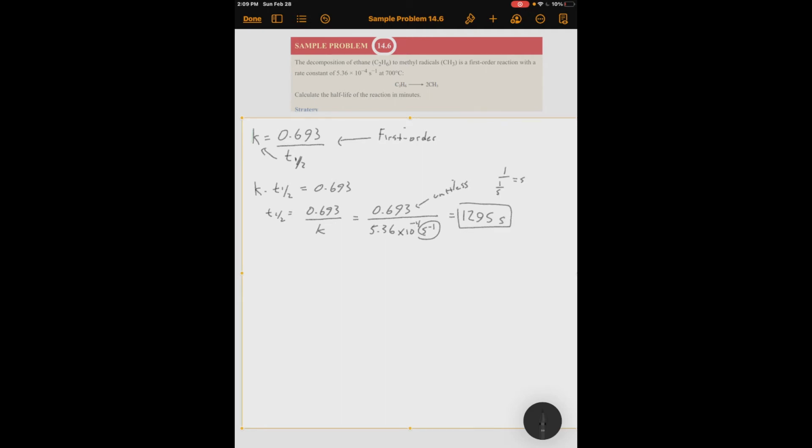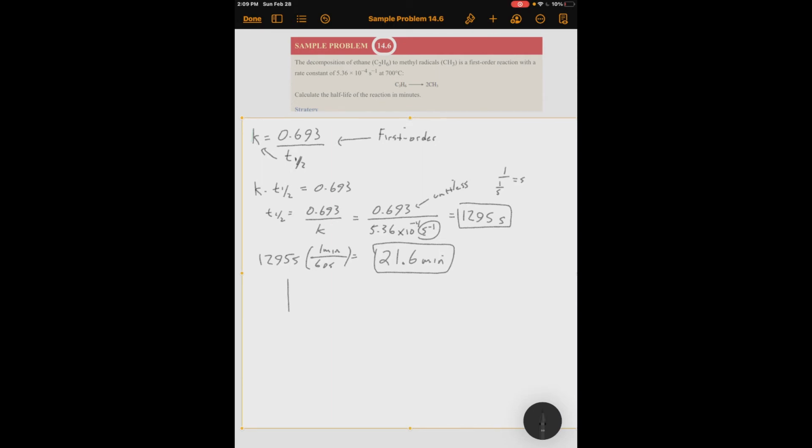Of course, they want it in minutes, so we're going to divide it by 60. 1295 seconds times 1 minute per 60 seconds. And you get, I guess we should have 3 significant figures here, so 21.6 minutes. Now here's what's nice about half-life compared to rate constant. Rate constant is pretty abstract. It's a measure of how fast the reaction proceeds. But the half-life kind of makes sense.